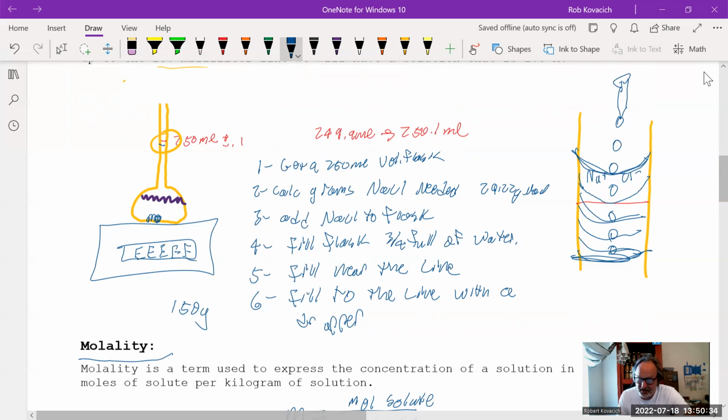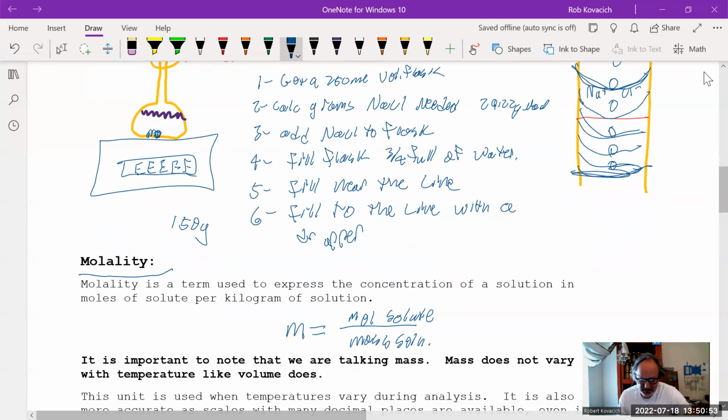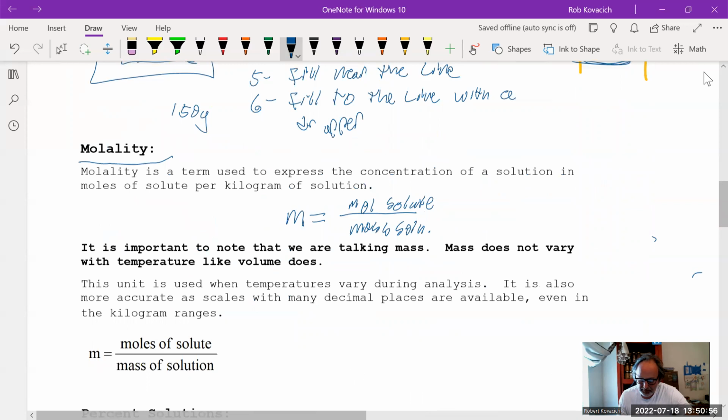And this is only a quarter liter. Let's say I wanted to make a liter of solution, I'd end up spending like $10,000 to get 2 decimal places or 3 decimal places that were accurate, because scales like that are quite expensive. So the other really nice thing about molality, and a reason a person might use molality, is it doesn't vary with temperature.